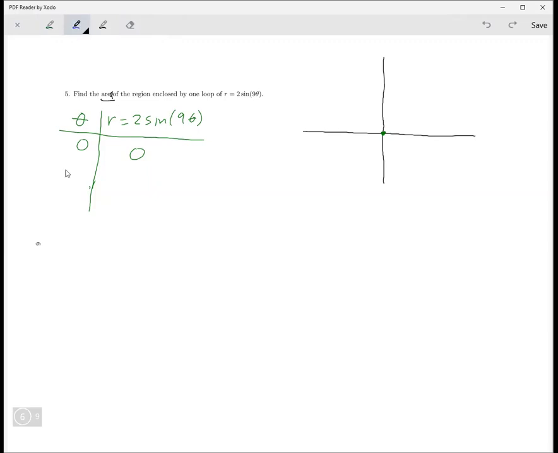For the next value, it's good if you make it so that this turns out to be pi over 2. I'm sorry. So 9 theta equals pi over 2. So theta would be pi over 18. Okay, so we're going to put pi over 18 in. And that way you're taking 2 sine of pi over 2. Sine of pi over 2 is 1, so that's going to be 2. Okay, so that's giving you the point pi over 18, 2.